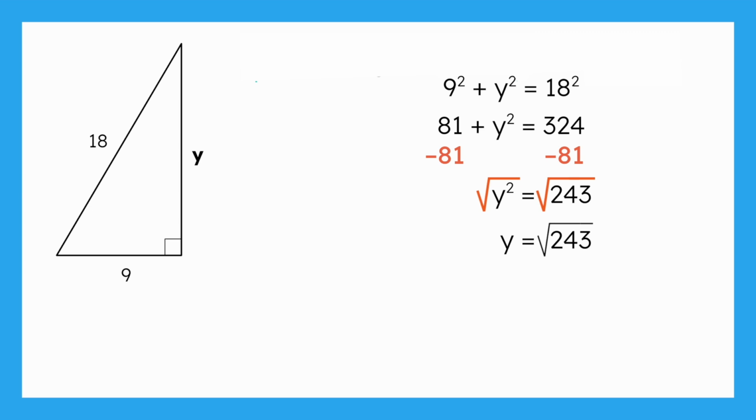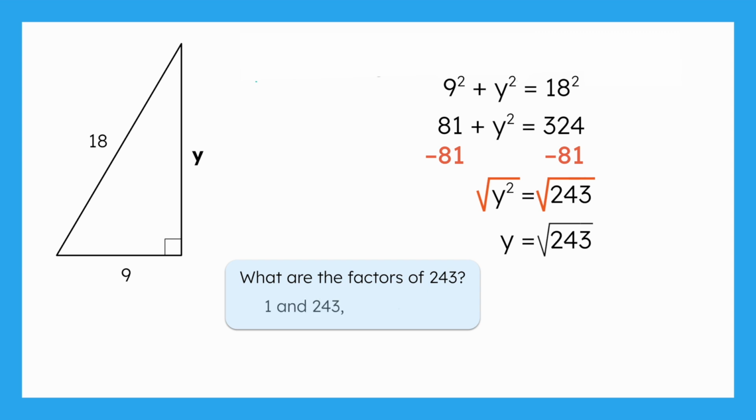Well, I'm pretty sure we can simplify that square root, but I don't know which factors of 243 are perfect squares off the top of my head. So let's start finding some factors and keep an eye out for perfect squares. 1 and 243 are factors, but that's not super helpful. I know 243 is an odd number, so 2 is not a factor.